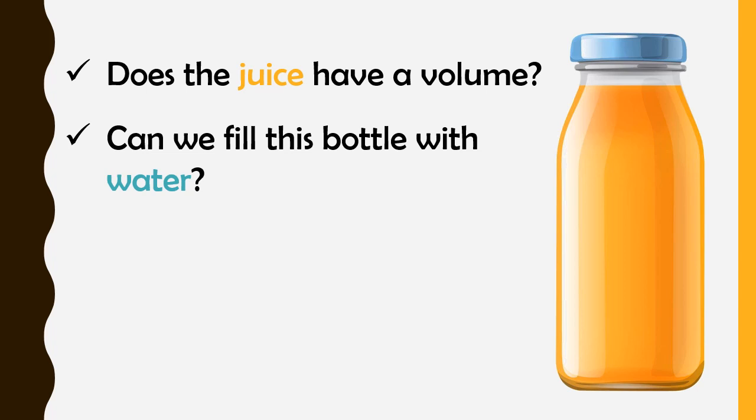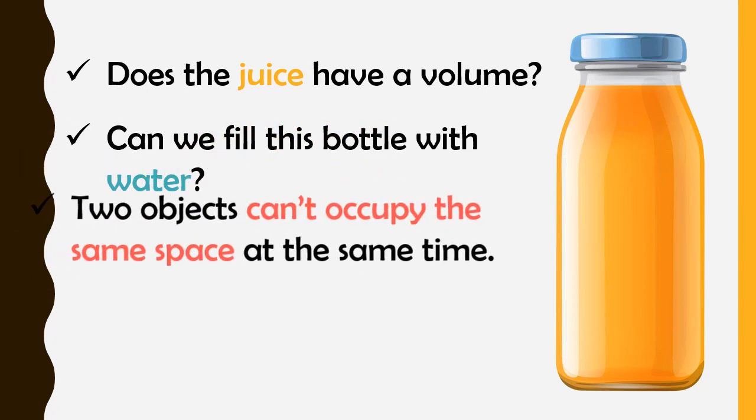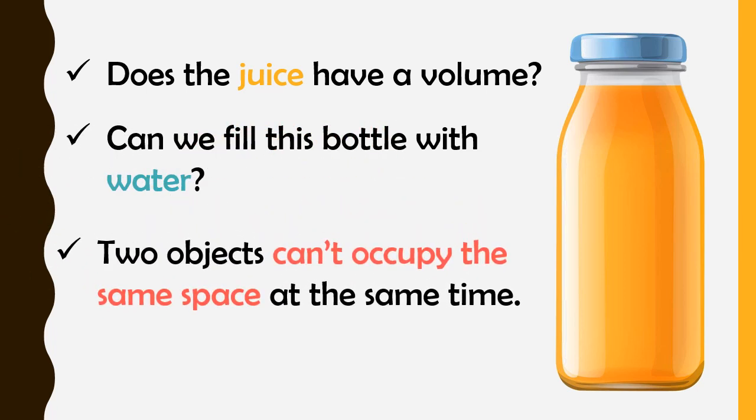What shall we do in order to fill it with water? We have to remove all the juice and place water instead. So again, what do we conclude? Two objects can't occupy the same space at the same time. That's why the juice and the water cannot be placed together in the bottle.